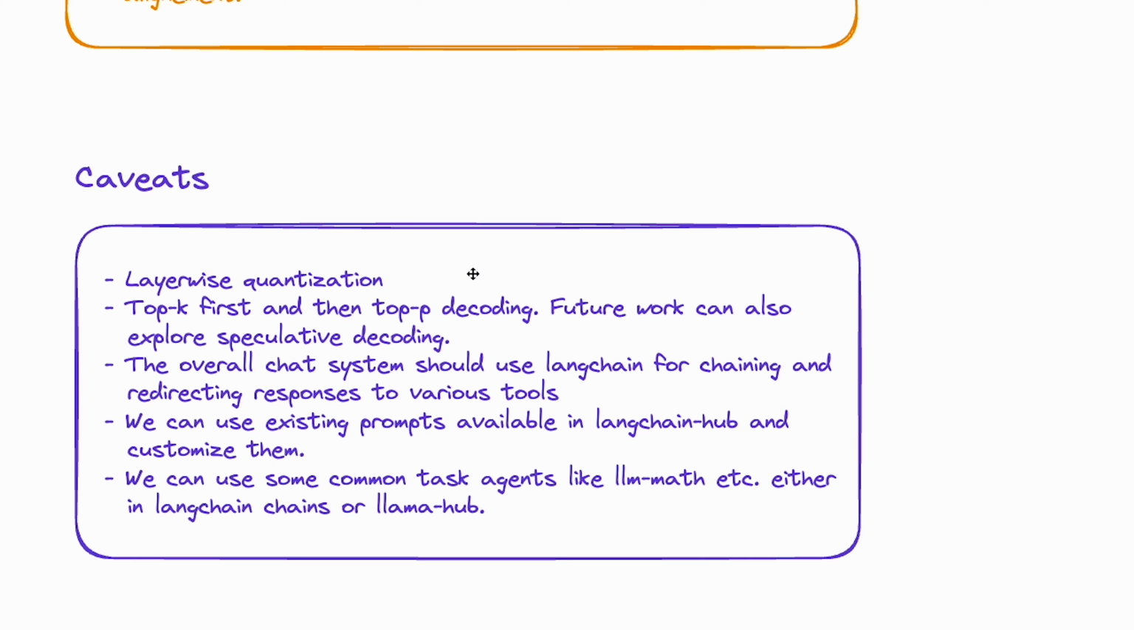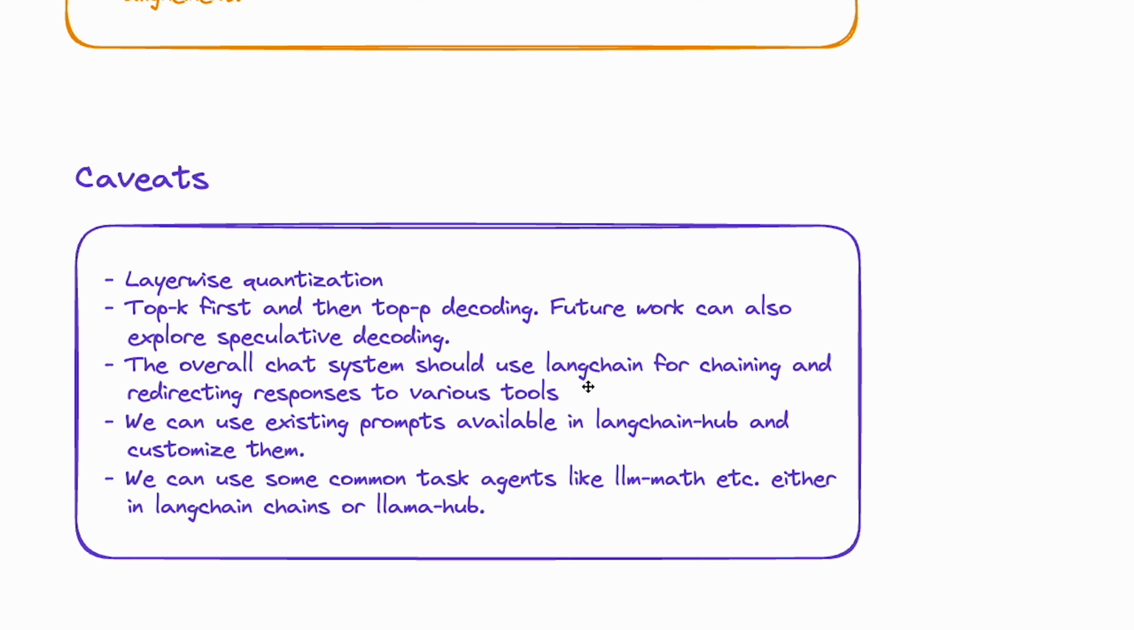Now what should be the decoding scheme for the LLM? As of now, the most popular decoding scheme is the hybrid scheme with top K and top P, where we would select the top K tokens at each step, and then from those K tokens which we have selected, we will select top P tokens which have an overall cumulative probability P. In future, we can also explore fancier decoding schemes like speculative decoding as well.